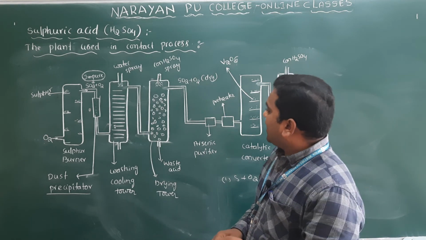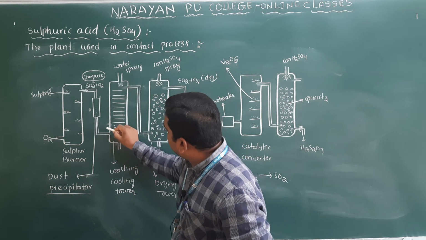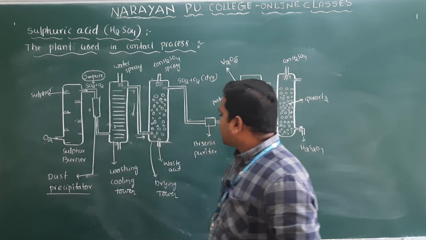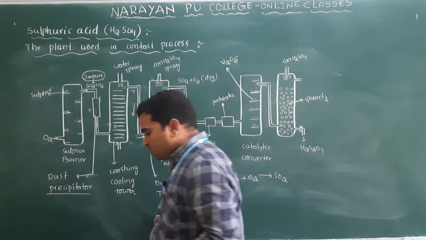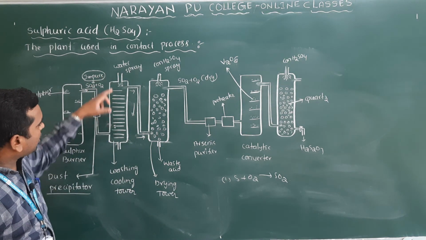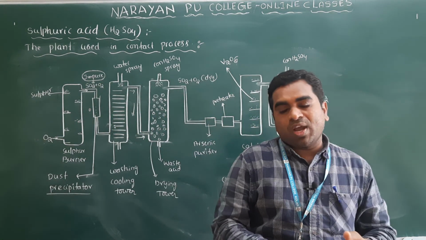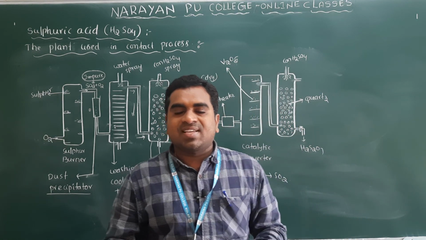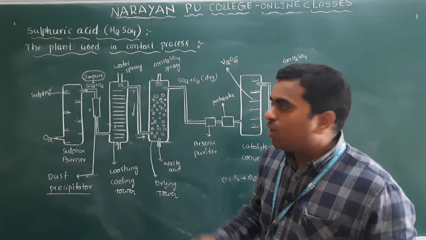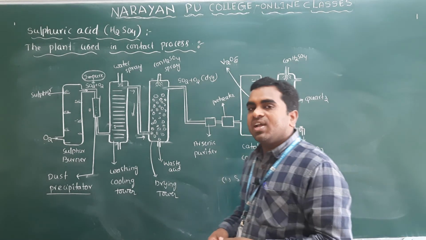Next, SO2 and O2 will be passed into another tower, the drying tower. Previously we passed them through the water tower, so both gases are wet. That's why we have to dry them. To dry those gases, we have to use a dehydrating agent to remove the water molecules. What is the best dehydrating agent we have?